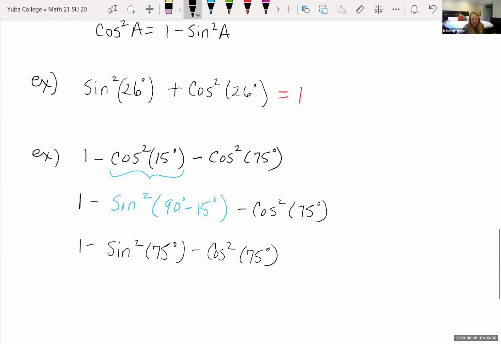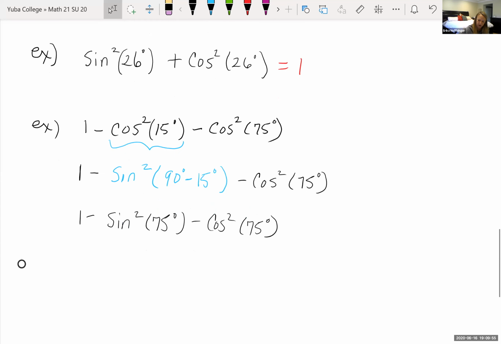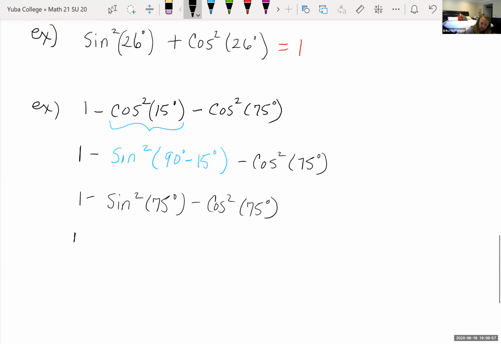And to me, that almost looks like that Pythagorean identity of cosine squared plus sine squared equals 1. And I notice we can manipulate that to look like that by doing what to that expression? Well, I want it to be sine squared plus cosine squared. I want a positive sine squared and a positive cosine squared. So let's just factor out a negative 1 from both of those terms.